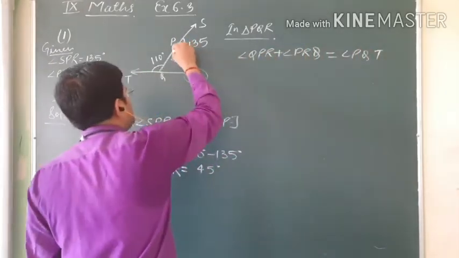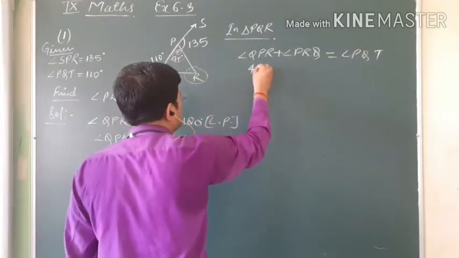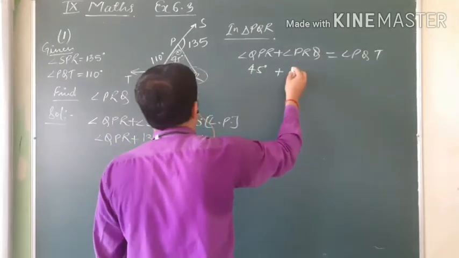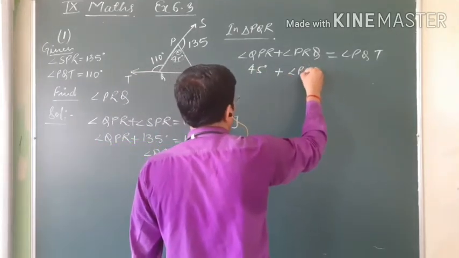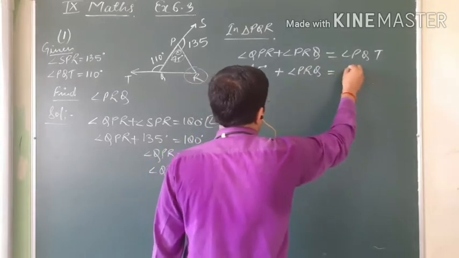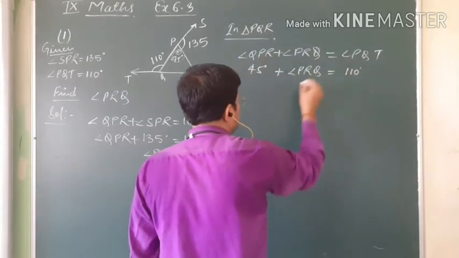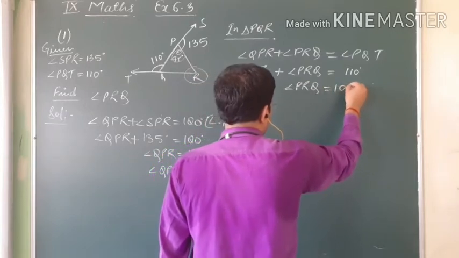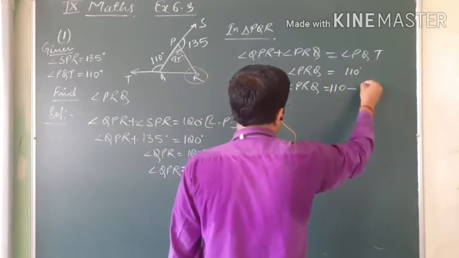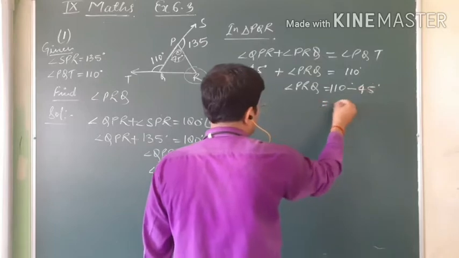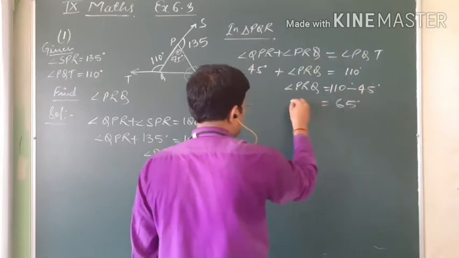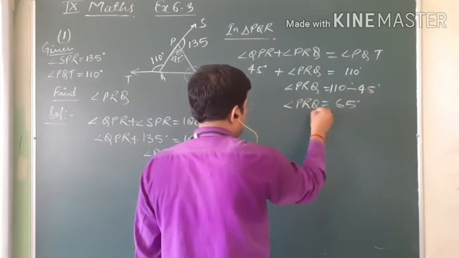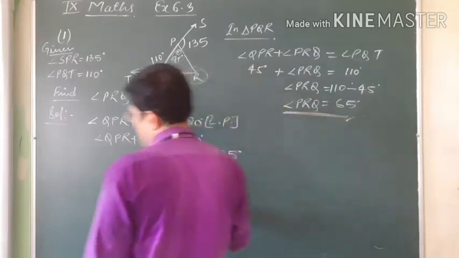So angle QPR is 45. This one is angle PRQ, which we have to find. Now here it is 110. Now transpose to the other side. So it will be 110 minus 45. So it is 65. So angle PRQ is equal to 65.